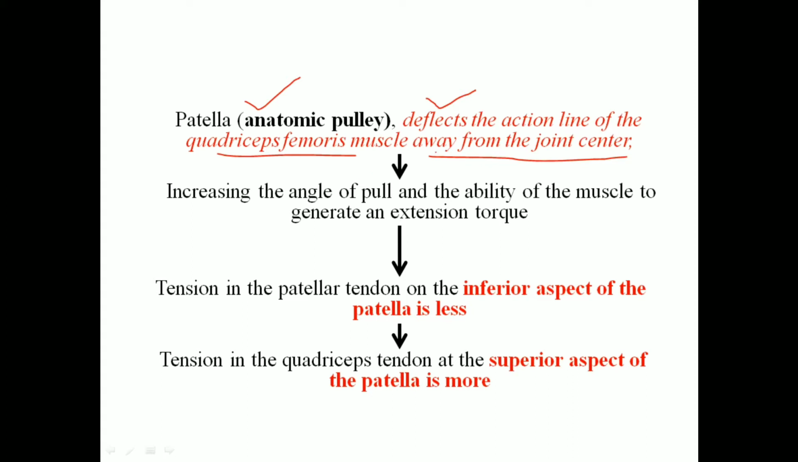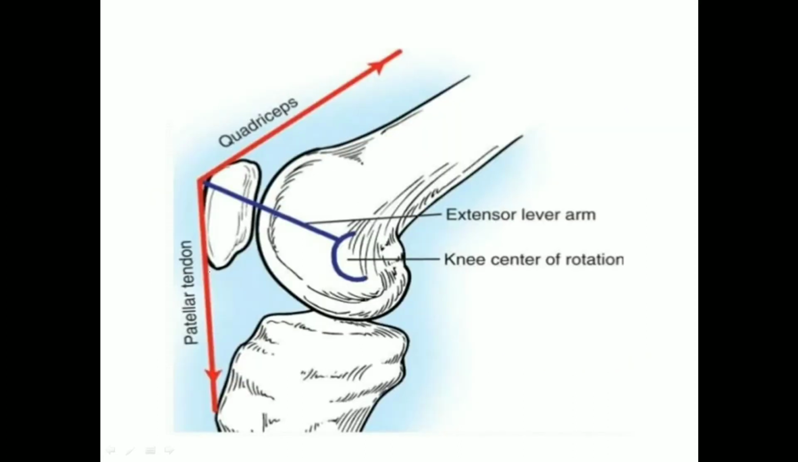Now what will happen if it is deflecting it away from the joint center? Due to this, there is an increase in the angle of pull and the ability of the muscle to generate an extension torque. Due to this, we will be able to generate an extension torque. As you can see here in the diagram, as the patella is present here, the moment arm is increased.